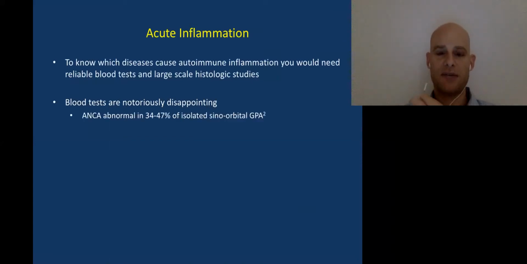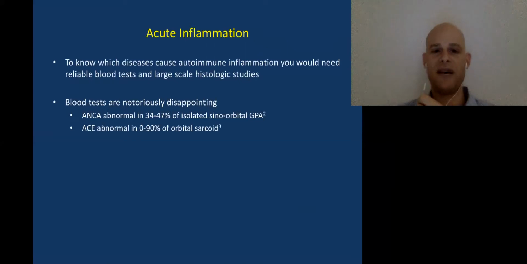So as we all know, ANCA testing is abnormal in only at most 50% of isolated cases of Wegener's disease of the orbit. So a patient can have Wegener's of the orbit and you get ANCA testing and it comes back completely normal. It is not like systemic Wegener's disease, where that becomes way more specific and way more sensitive as a blood test. ACE testing is abnormal depending on the series in anywhere from 0 to 90% of people with sarcoid of the orbit. So not a very reliable test either.